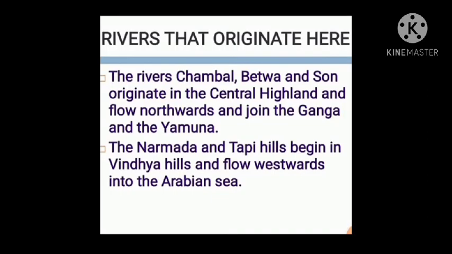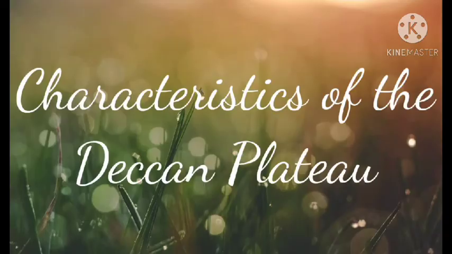The rivers like Chambal, Betwa and Son originate in the central highland and flow northwards and join the Ganga and Yamuna rivers. The Narmada and Tapi begin in the Vindhya hills and flow westwards into the Arabian Sea.